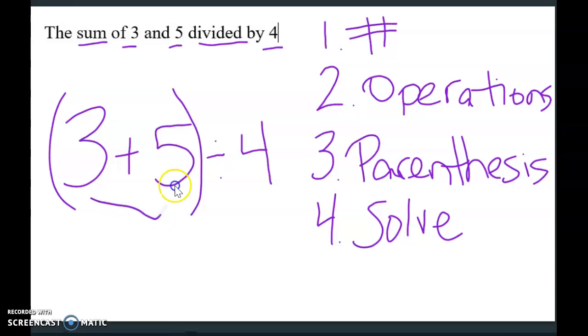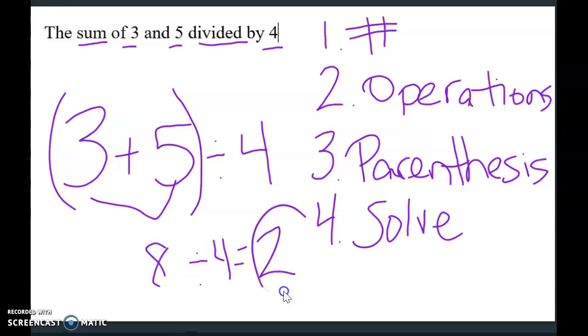3 plus 5 gives us 8. Then we're going to divide 8 by 4, which you know gives us 2. So 2 is the answer to this expression.